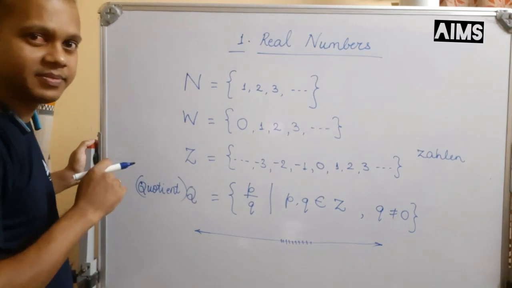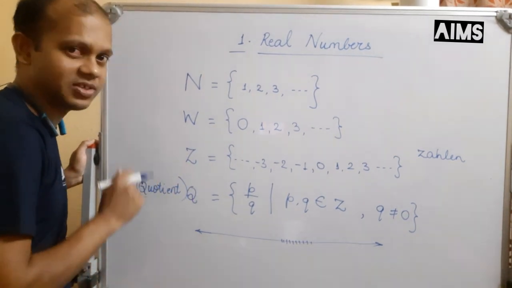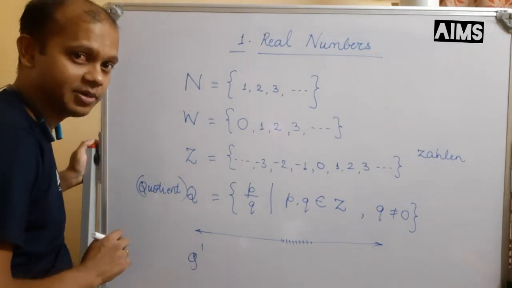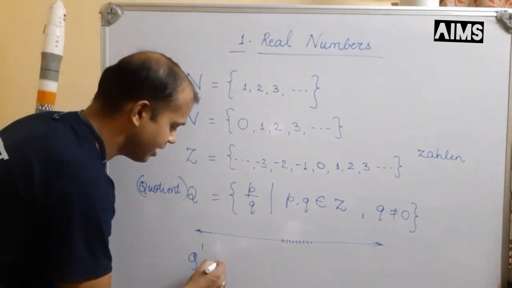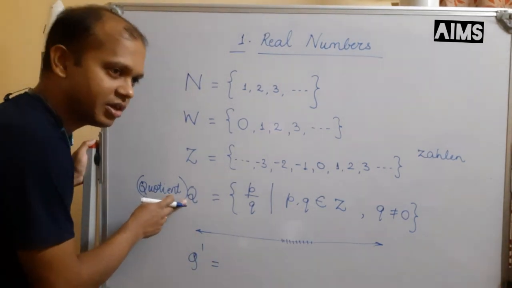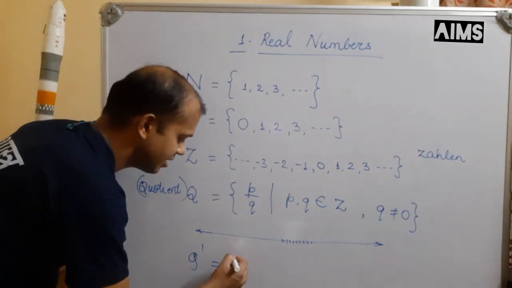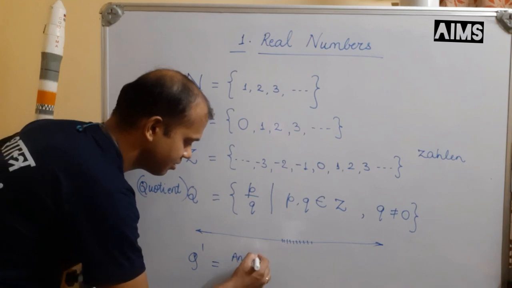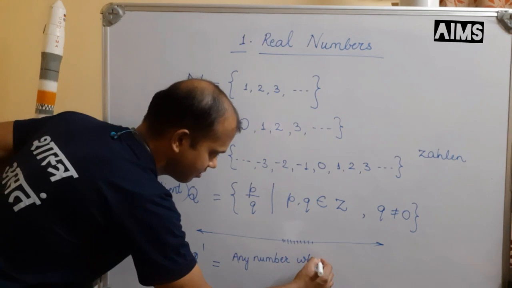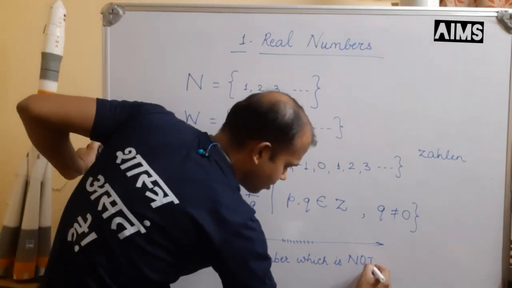Such numbers are called irrational numbers, which are simply not rational, and they are denoted by Q dash. So Q dash means a complement. Complement means if it is not in Q, it will be in Q dash. So Q dash is any number which is not rational.